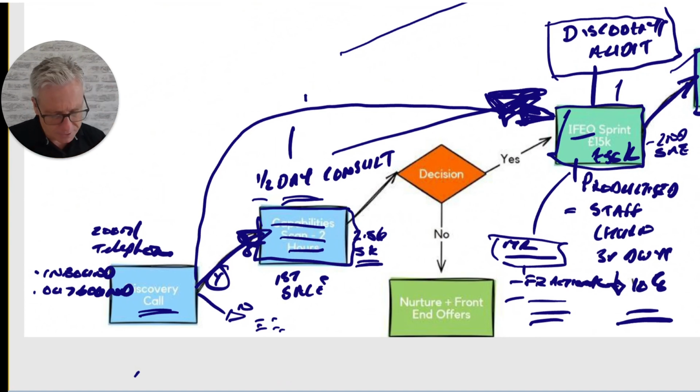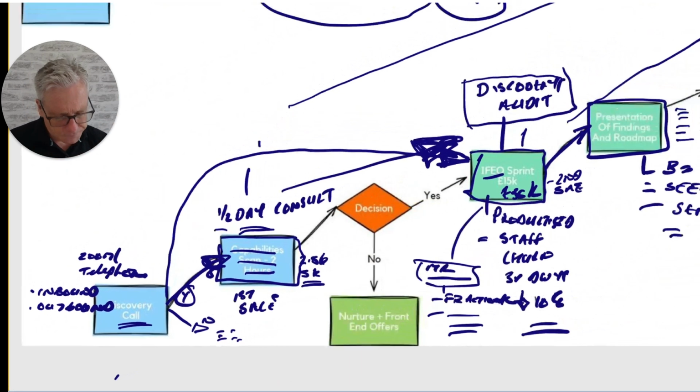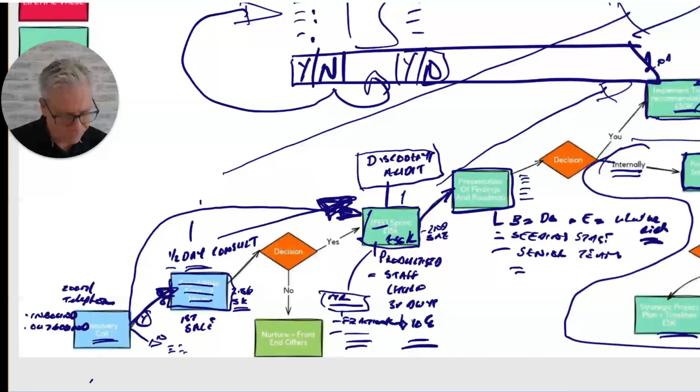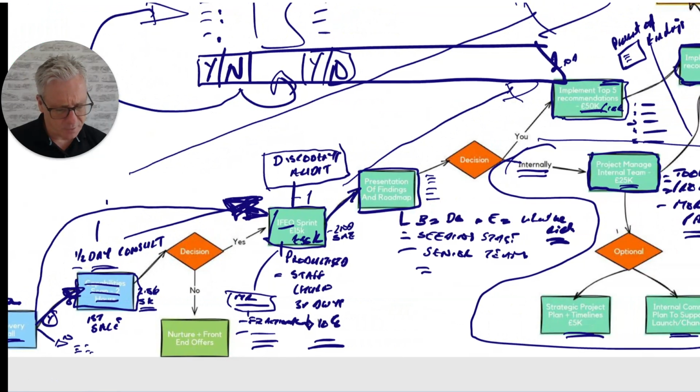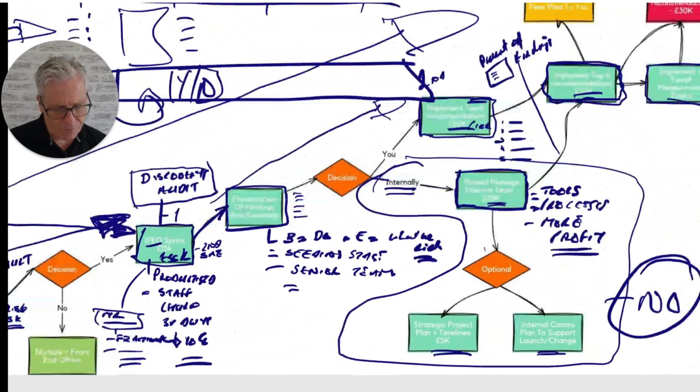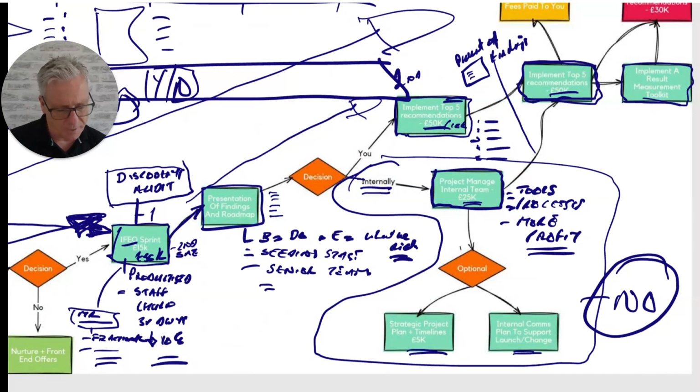And then each telephone call, 1 in 4 telephone calls turns into a half-day consult, 1 in 3 half-day consults turns into your sprint, 1 in 3 sprints turns into a 50k, top 5 recommendations. Now we're starting to build up some numbers, some predictability, and some serious traction for your consulting business. So that's how all of this fits together.